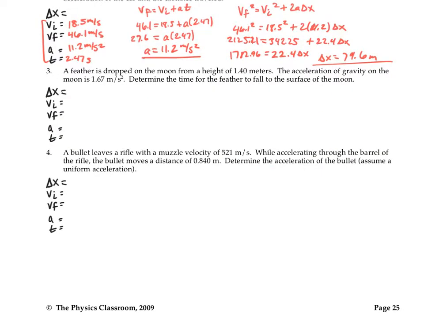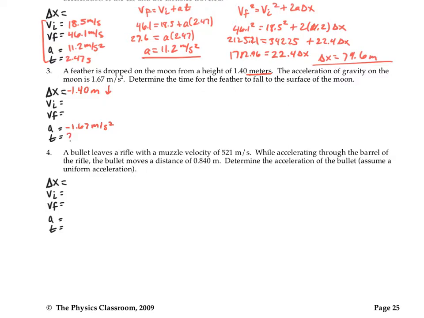Now we have a feather dropped on the moon from a height of 1.4 meters. The fact that that's meters tells me that my displacement is a negative 1.4. Why is it negative? Because the feather is dropped, and so it is moving down. The acceleration of gravity on the moon is 1.67 meters per second squared. Again, that is negative because acceleration of gravity points down towards the surface. Determine the time for the feather to fall to the surface of the moon.